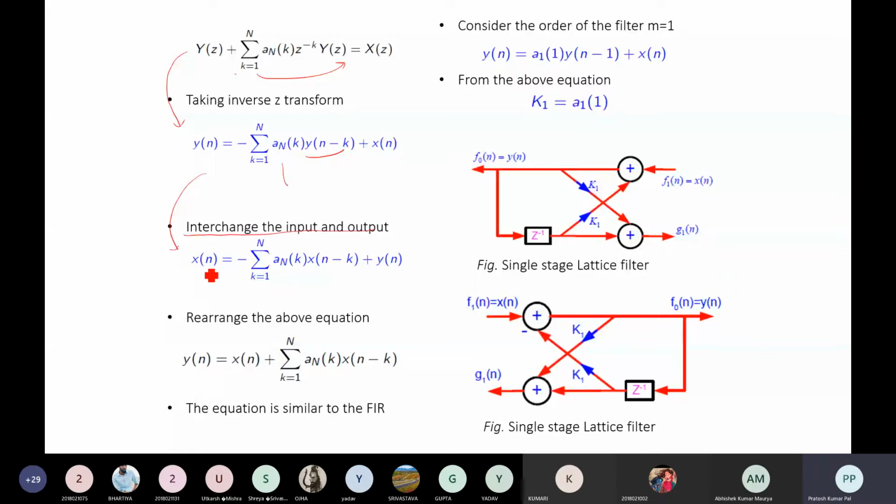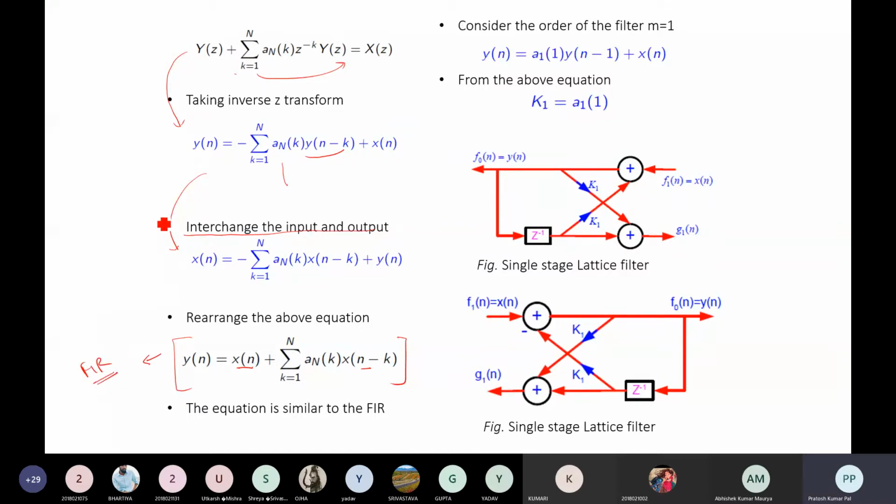So it will be x of n is equal to minus summation k equals 1 to n, and the same term will be there. Instead of y of n, it will be x of n, and instead of x of n, it will be y of n. Okay, and after rearranging it, taking the output on a separate side and the input terms together, these two input terms will be together. So this is the same function that was derived in the case of the FIR filter.